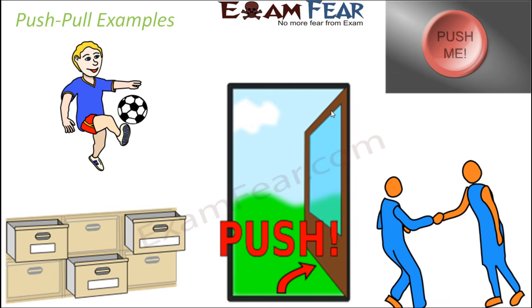So let us look at some more examples of push and pull. Where do we push and where do we pull? On the screen you can see a lot of different scenarios. So let us look at the first figure. This boy is playing football. So what is he doing? He's kicking the ball with his leg. So when he kicks the ball, is he trying to bring the ball close to himself, or is he kicking it to let it go far from himself? The ball is going far from him. So that means he's trying to push the ball.